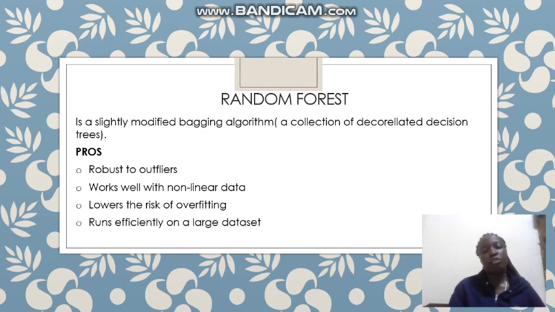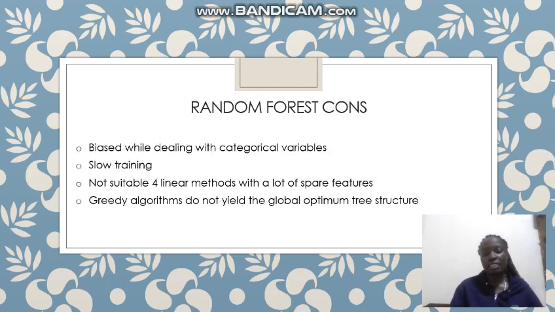Then we have the random forest, which is a slightly modified bagging algorithm, and is a collection of decorrelated decision trees. The pros are robust to outliers, works well with nonlinear data, lowers the risk of overfitting, and it runs efficiently on large data set. Then the cons are it is biased while dealing with categorical data, not suitable for linear methods with a lot of sparse features, and is greedy, and the greedy algorithms do not yield a global optimum tree structure.